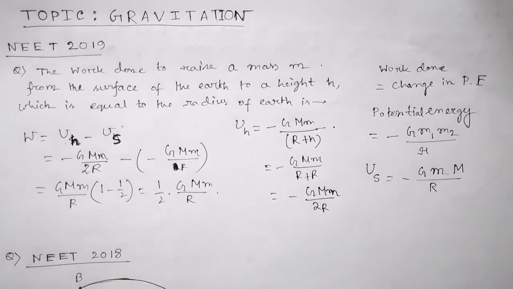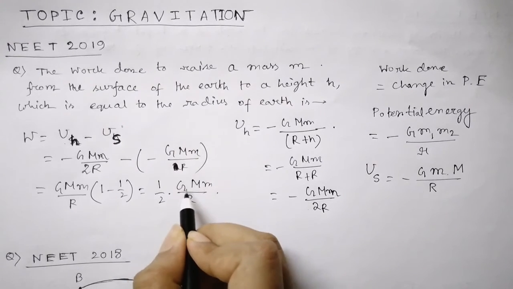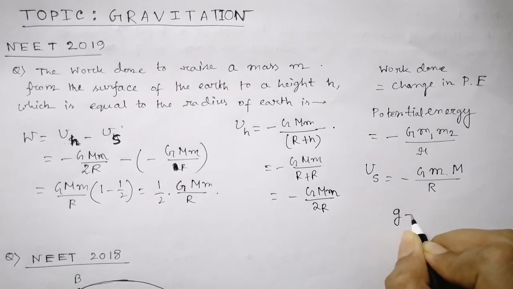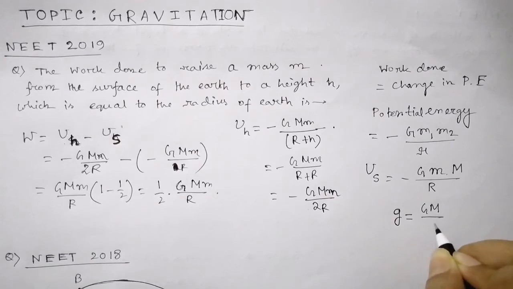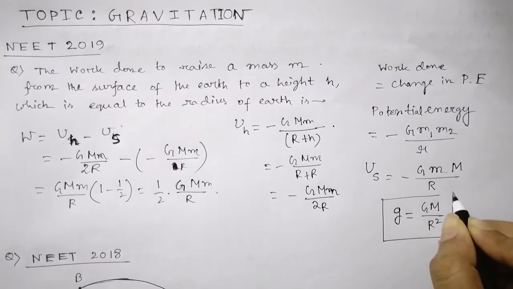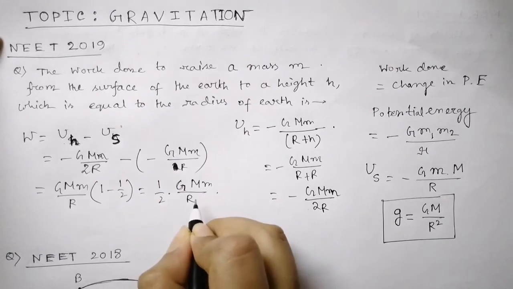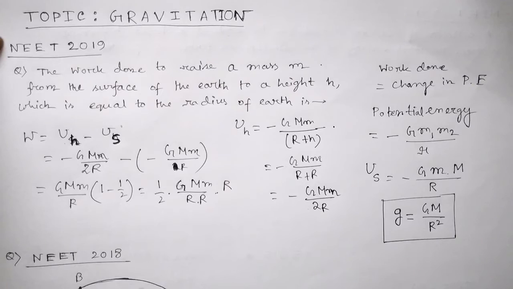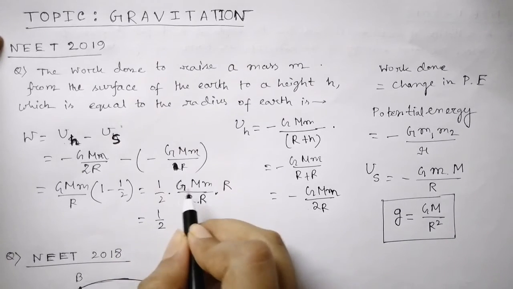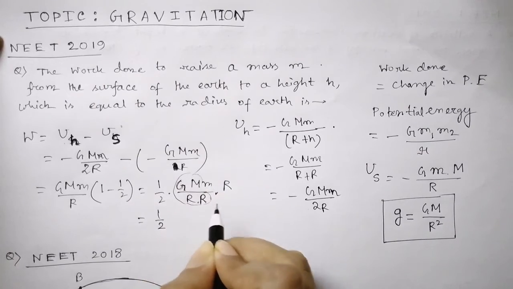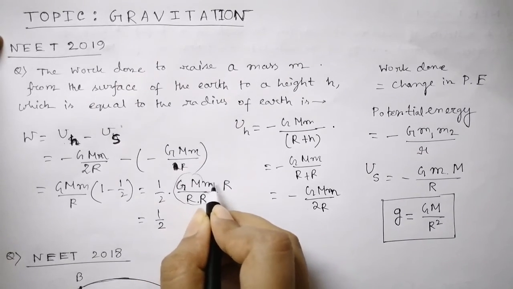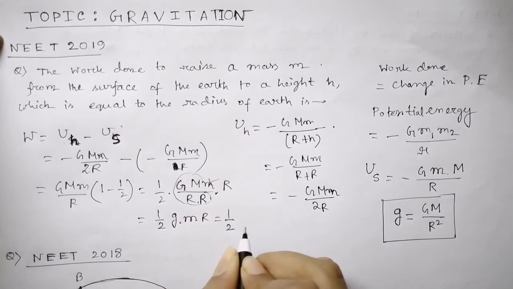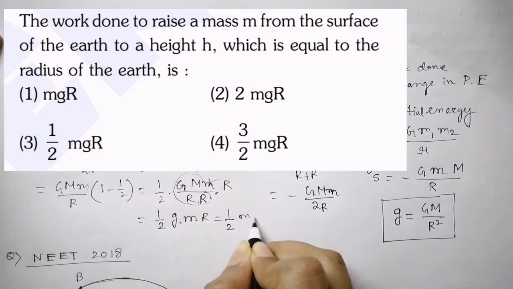G M m by R. Now you can see from the options that G M is replaced by small g. Now there was a formula for the acceleration due to gravity, g is equal to G M by R square. So if I want to replace small g, then I need to multiply one R here and this R. So from there I am getting half G M by R square, I can replace it by small g, and here is m, so it is half g m R. From the options you can see it is matching with option C.